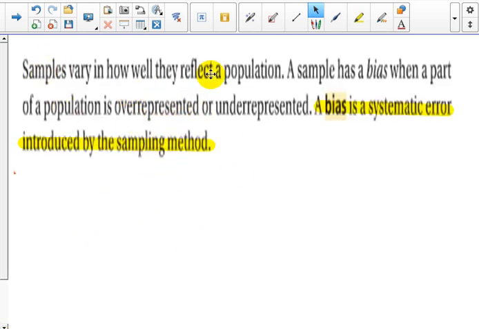Samples vary in how well they reflect the population. A sample has bias when part of a population is overrepresented or underrepresented. A bias is a systematic error introduced by the sampling method. So sometimes just the way you write a question or ask a question can create great bias in your survey, and you don't want bias.